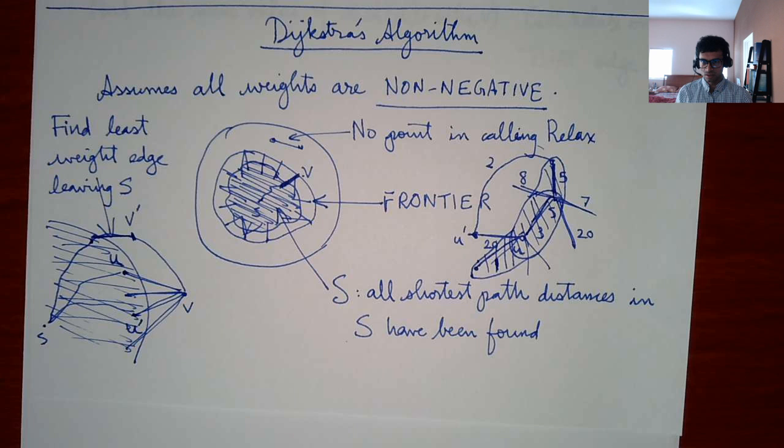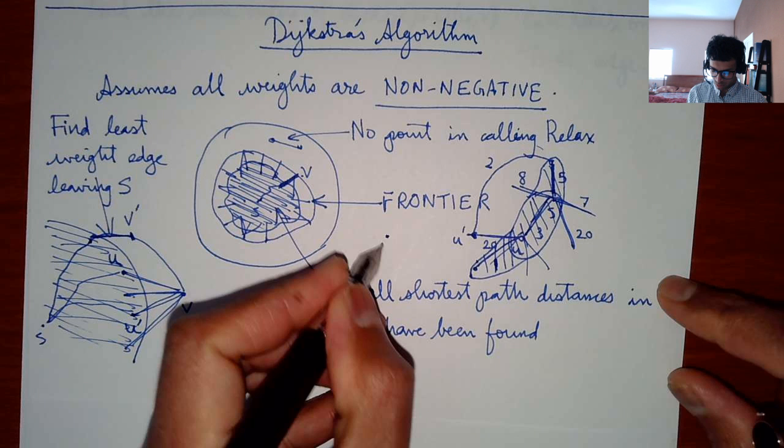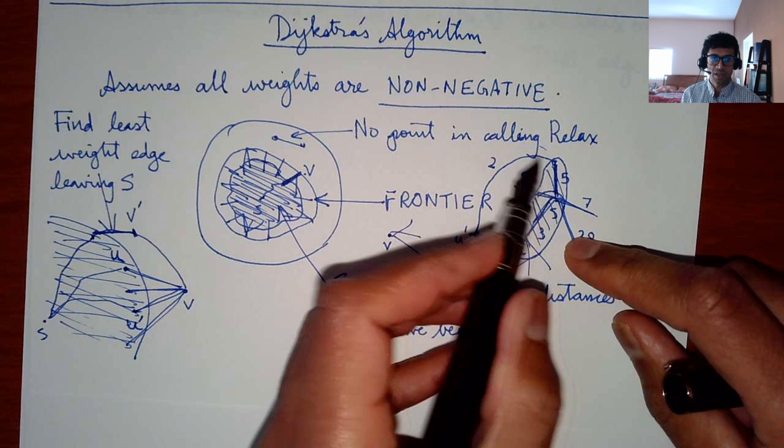When you look at this picture, if you look at a vertex far away, that's U, you have no information about where the shortest path is going to come from. It's better to look at the region where you already know the shortest paths so that you can pick the next edge carefully.